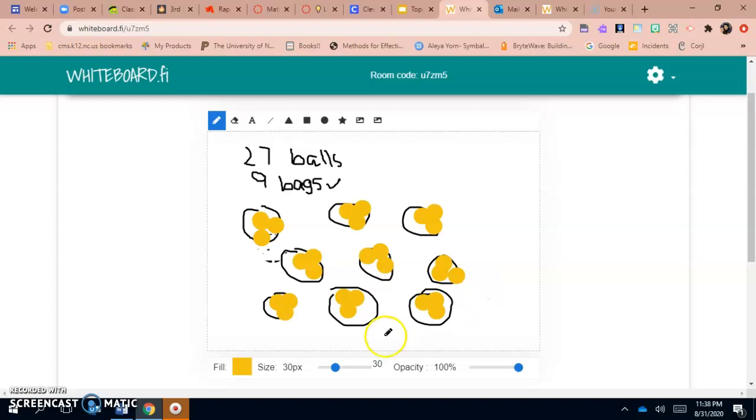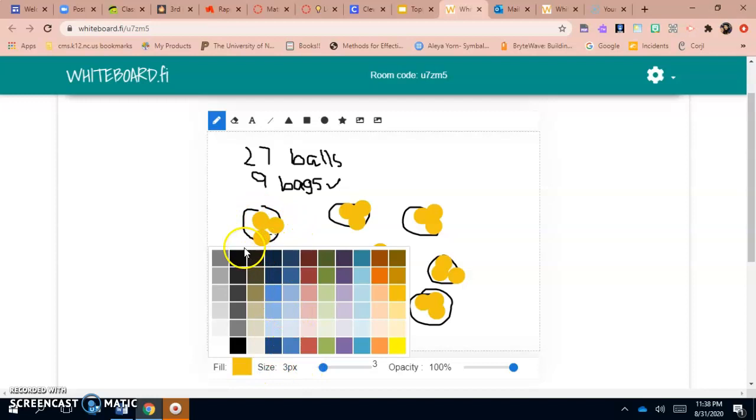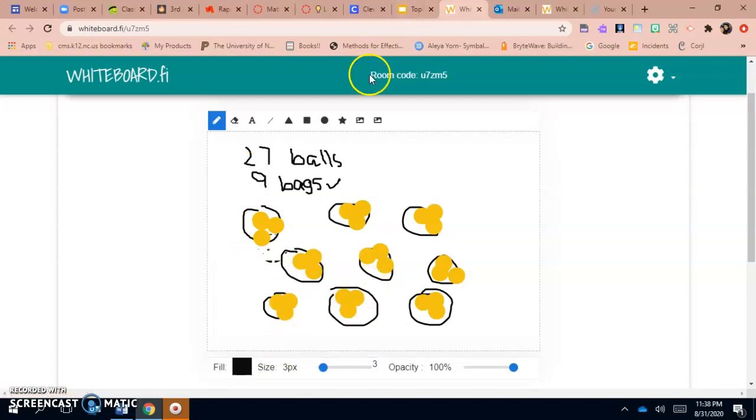have any left over. So when I count, I have 1, 2, 3 balls in each bag. Now that I know I have 3 balls in each bag, I'm going to write my division equation. My division equation, I split the 27 balls.